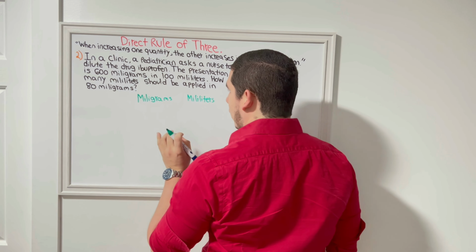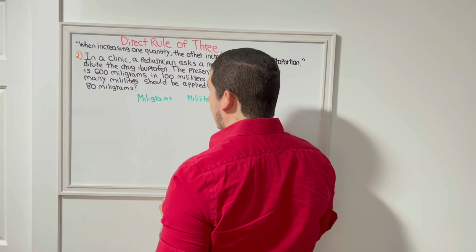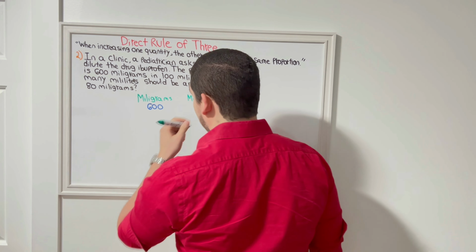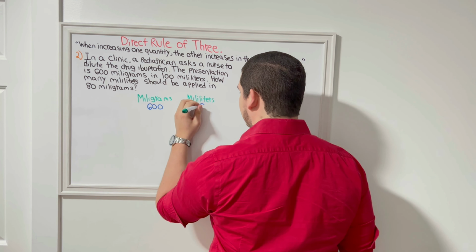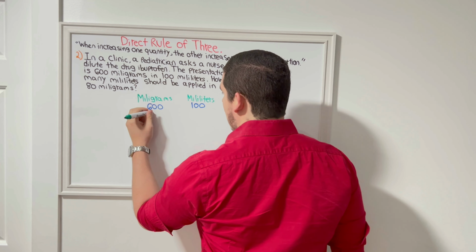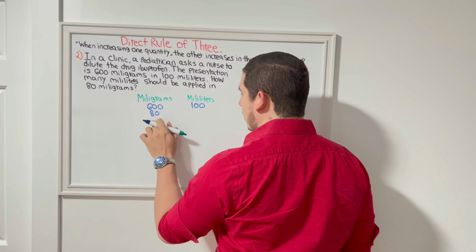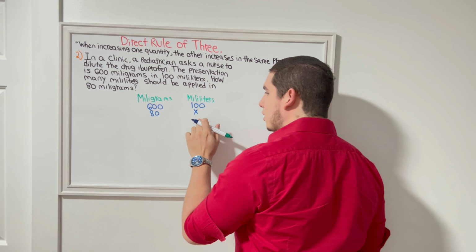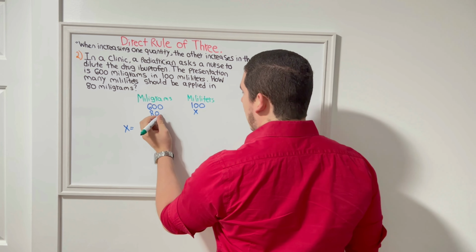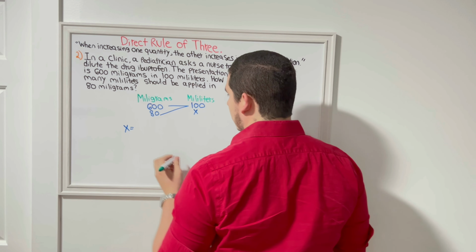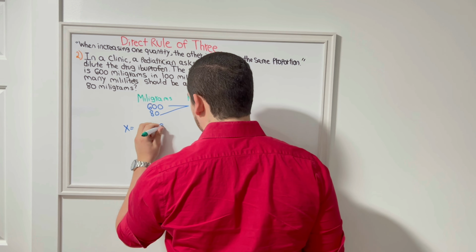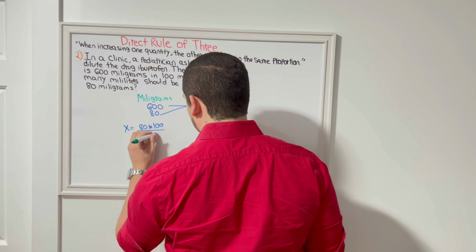With the information that we have in the problem, we know that 600 milligrams has a presentation of 100 milliliters. They are asking how many milliliters should be applied in 80 milligrams. Therefore, we write 80 here, and we write X here because this is the value we want to know. So X equals 80 times 100 divided by 600. So we write it down, 80 times 100 divided by 600.